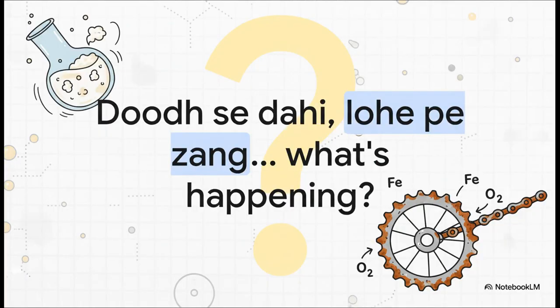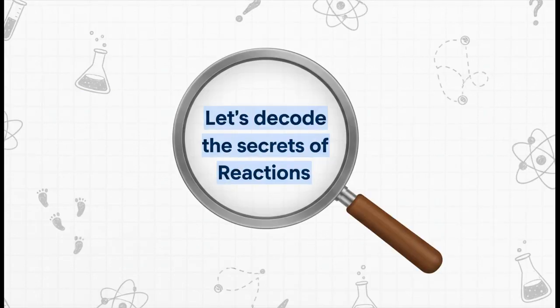Think about it for a sec. Doodh se dahi, milk turning into yogurt. Or when your bike chain gets all rusty, lohe pe zung. We see this stuff all the time, right? But have you ever actually stopped and wondered what is really going on there? You guessed it, it's all chemistry in action. So chalo, let's become detectives for a bit. We're going to decode all the secrets of chemical reactions, taking it totally step by step. It's gonna be fun, I promise.